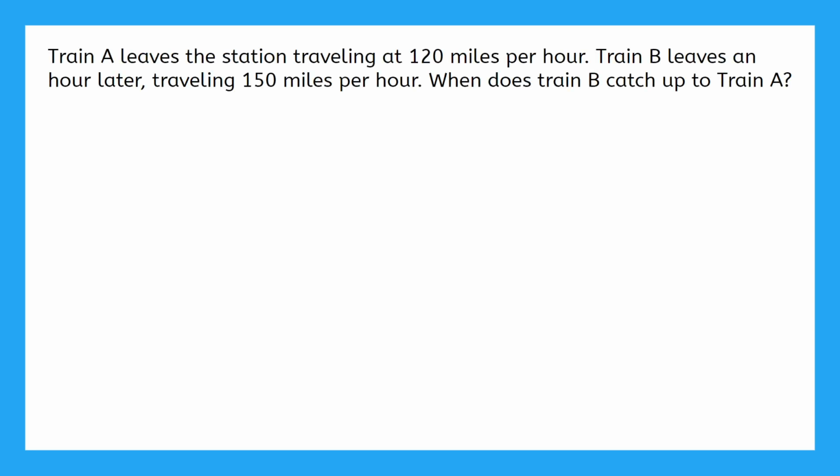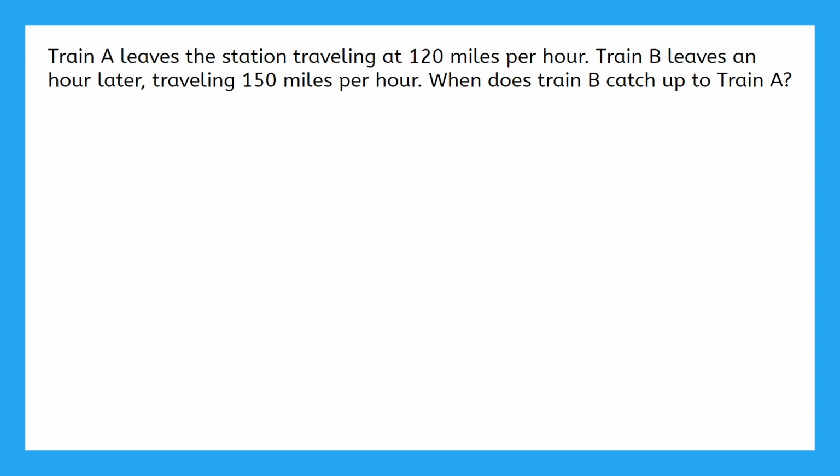Next, we're going to do some problems dealing with distance. Yes, this is the stereotypical trains leaving a station problem that they make fun of. Train A leaves the station traveling at 120 miles per hour. Train B leaves an hour later, traveling at 150 miles an hour. When does Train B catch up to Train A?